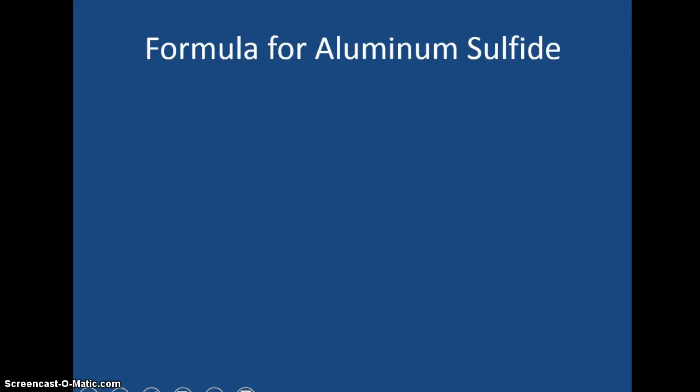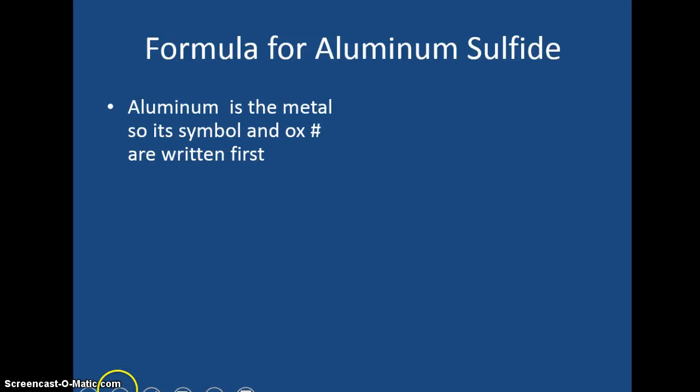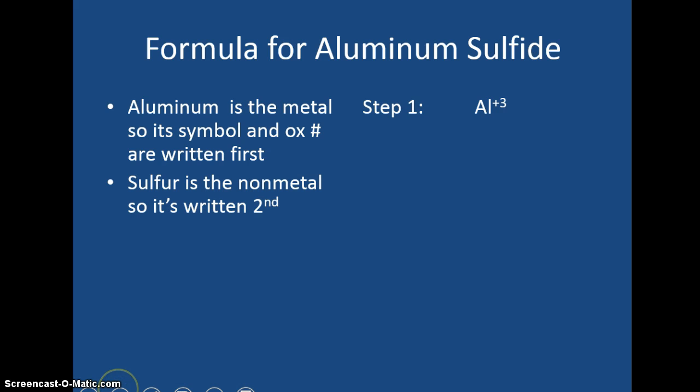So here is one example. We'll do some more examples, but for aluminum sulfide, aluminum is first. So you start with aluminum, the metal, so that symbol and oxidation number is written first, which is Al +3 if you look at a periodic table. Sulfur is the nonmetal, so it is written second. If you look at your periodic table, that would be S and -2. So we've got Al +3 and S -2.